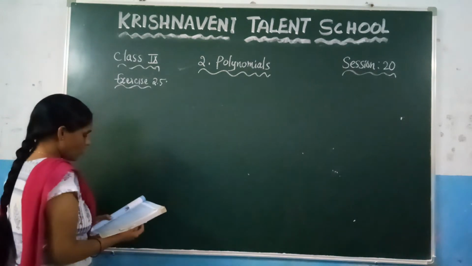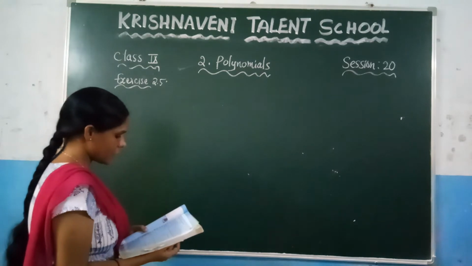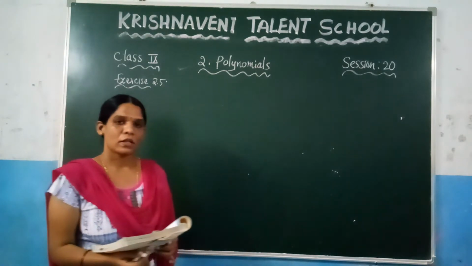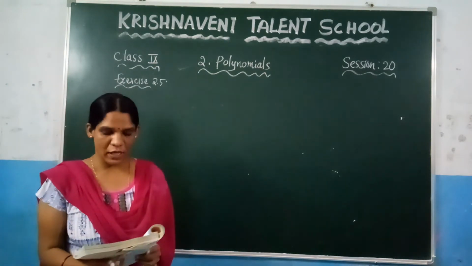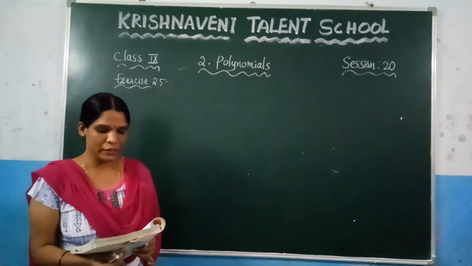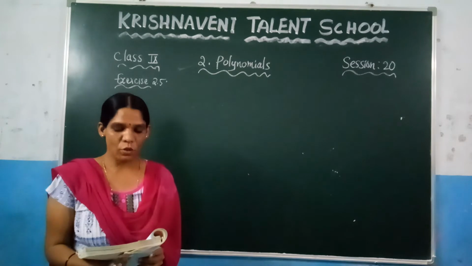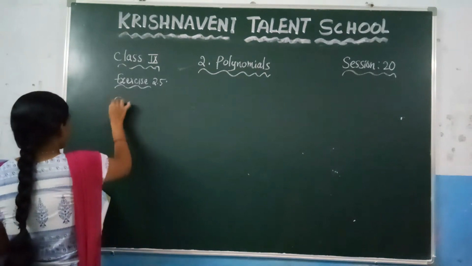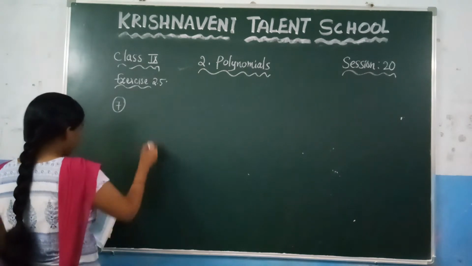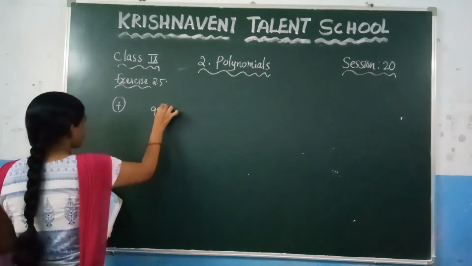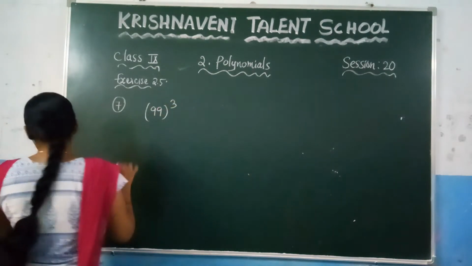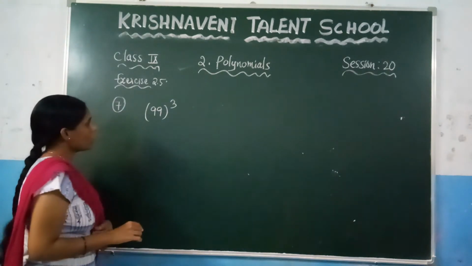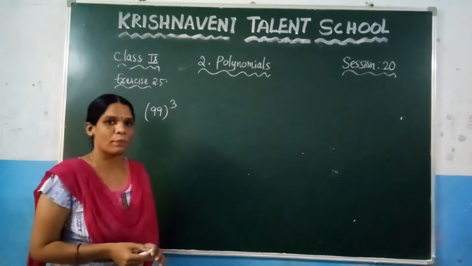Here, evaluate the following using suitable identities. In this question, you need to find the value of the given expressions by applying the identities without using normal multiplication. In the 7th question, the first one is 99 whole cube. You need to find the value of 99 whole cube without doing the normal multiplication. You need to apply the identity.